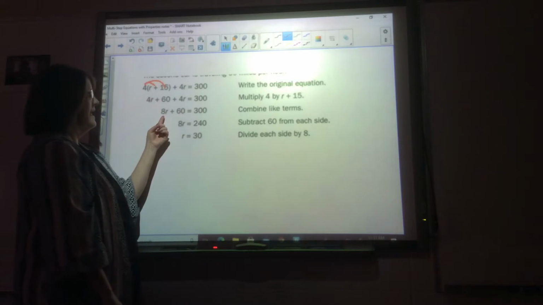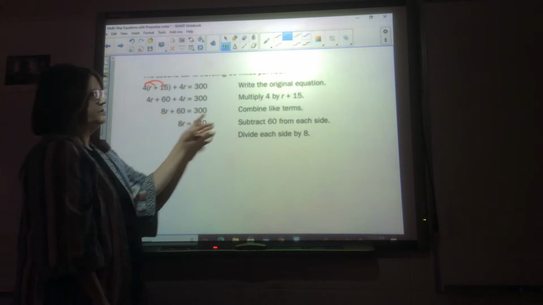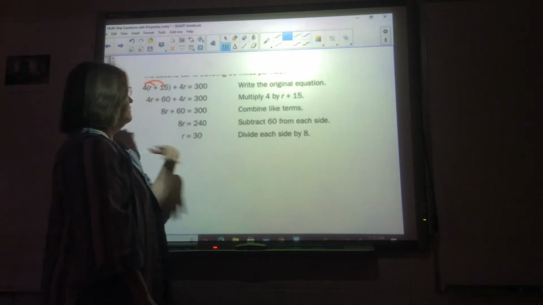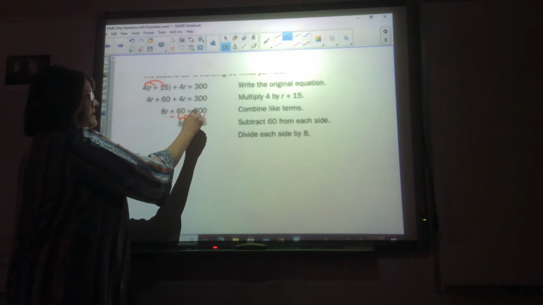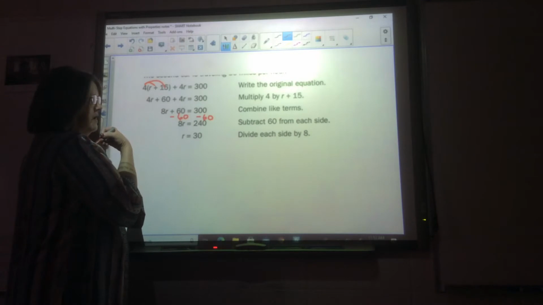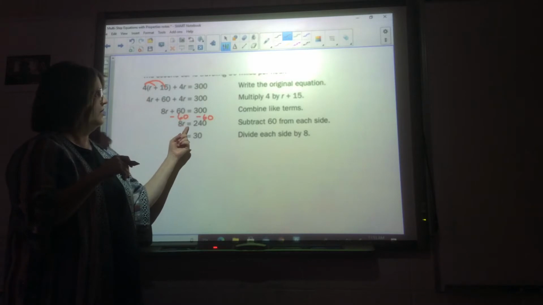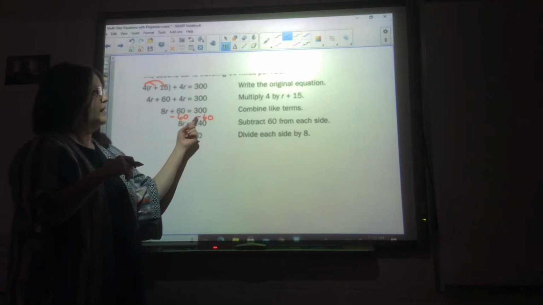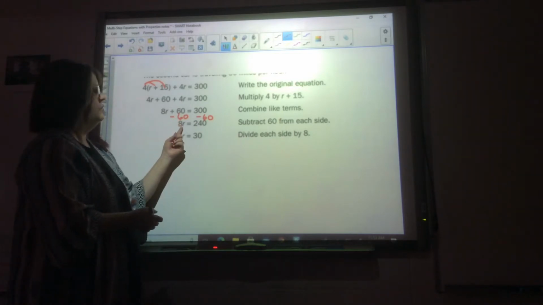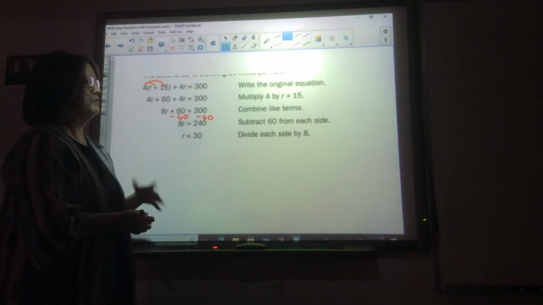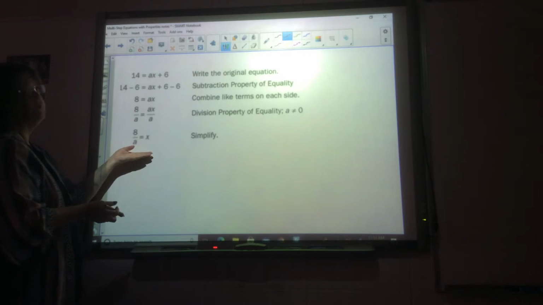All right. The next step is that you combine 4r with 4r, which is 8r plus 60, which is combining like terms. Once you do that, now they don't show subtracting 60 from both sides like I do in a problem, so don't look at that part. Look at the final result, which is 8r equals 240. So you subtracted 60 from both sides, which is the subtraction property of equality. And then we're going to divide each side by 8, division property of equality. And notice here, they're using those words.